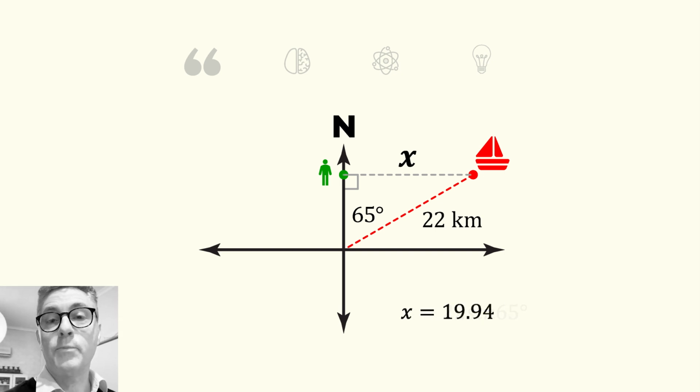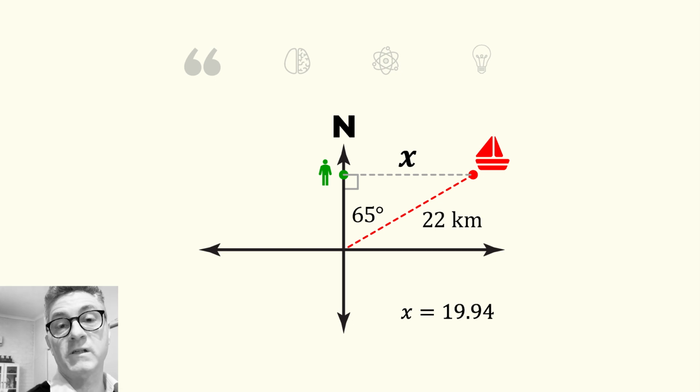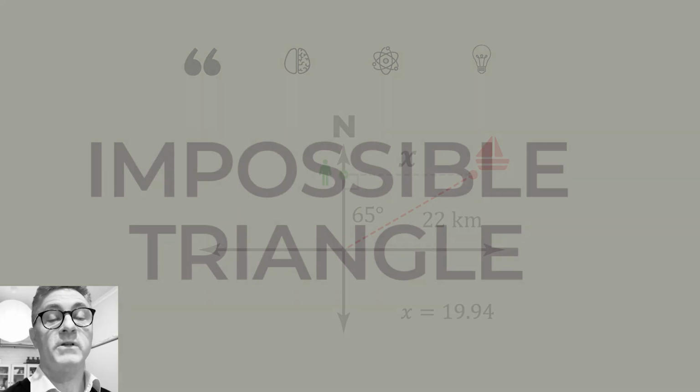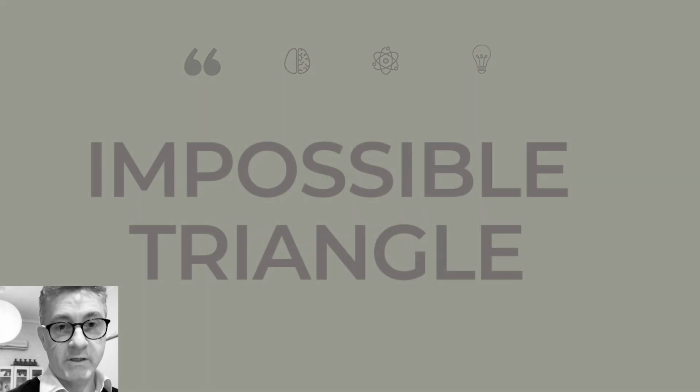It's more like 19.94. Of course, there are many calculators on the internet, and you can put them in and go, is this triangle feasible? Is this real? And this is what we call an impossible triangle. It cannot exist in the real world.